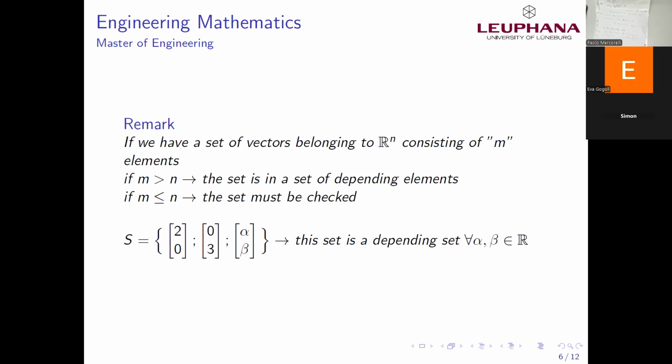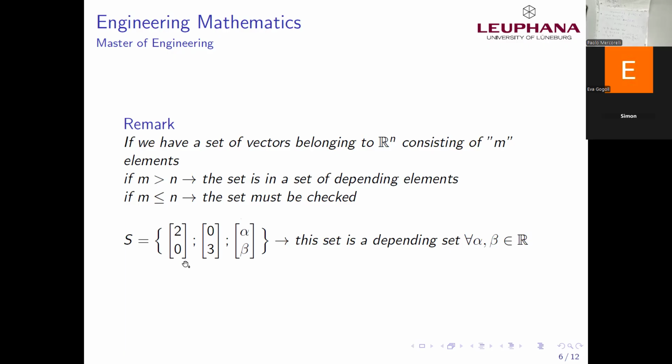It's a proposition. What happens if m is no more than n? This means less or equal. And we cannot say what happens, because the space is not so crowded. Let me give you an intuitive interpretation.